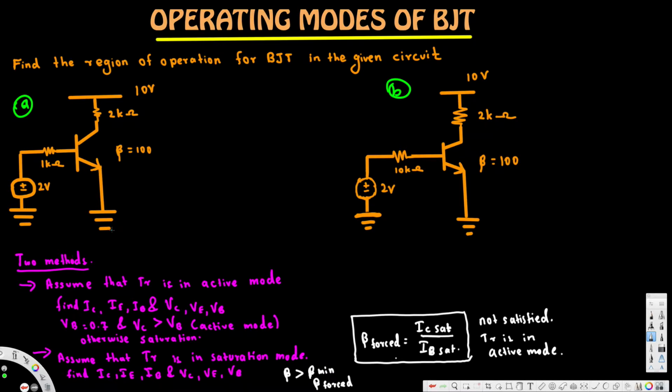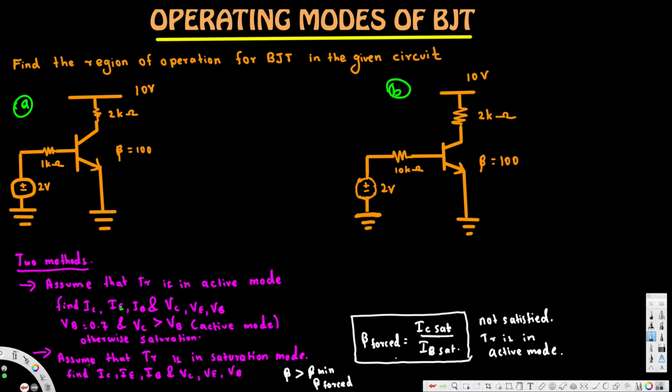Now there are two methods we can use. The first method is assume that transistor is in active mode and find the current IC, IE and IB and VC, VE, VB. So here we assume VB is equal to 0.7. If it's in active mode, it's 0.7, and VC should be greater than VB in order to be in active mode. Otherwise, it's saturation. That's the first method.